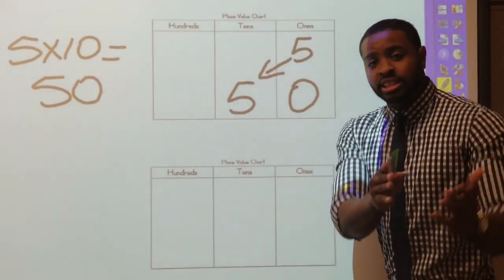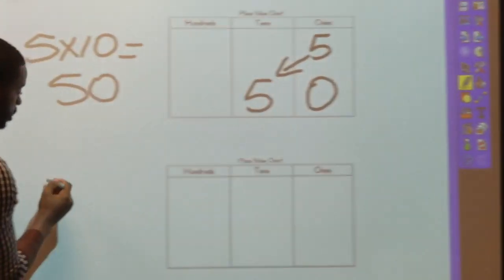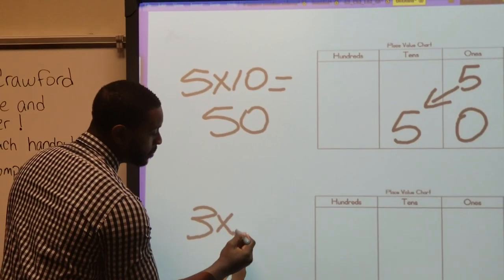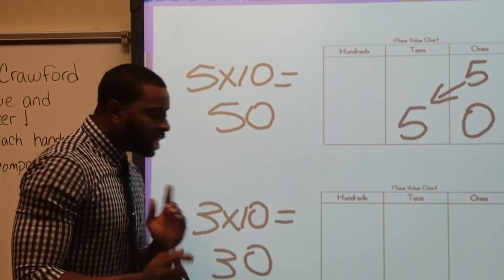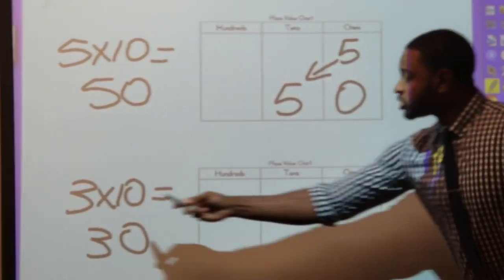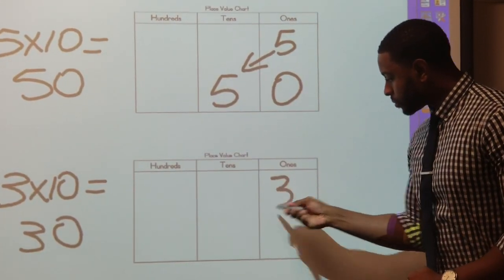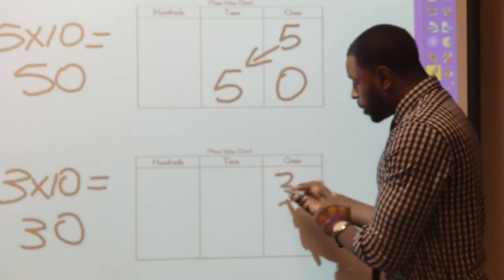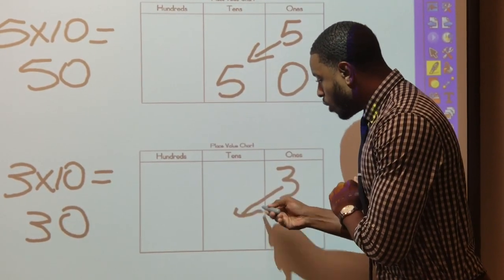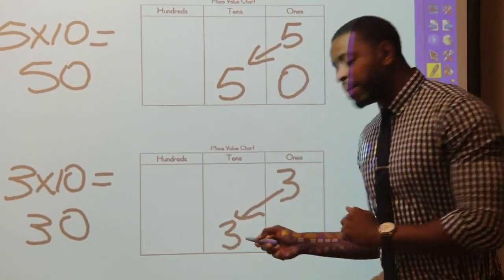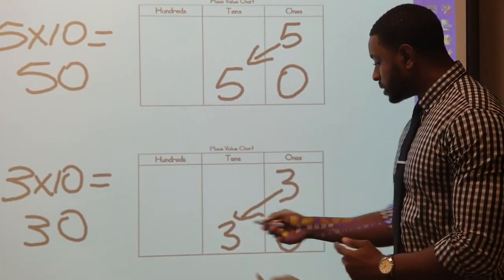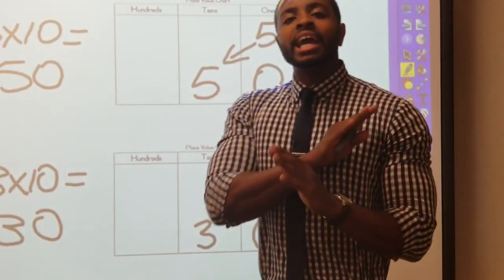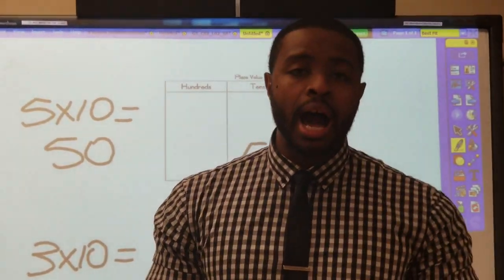Okay? So let's see what it looks like for 3 times 10. So we know that 3 times 10 equals 30. Look at this. We started with 3 ones. And what? Those 3 ones shifted 1 place value over to the left, which made it 3 tens. And we just write a placeholder in the ones, which is 30. And that will work for any number that you multiply by tens.